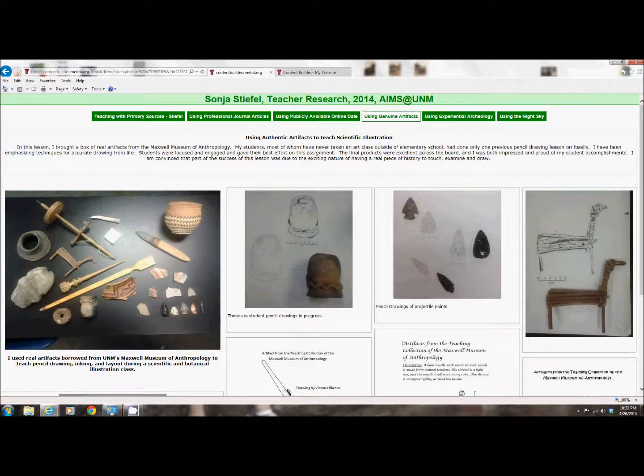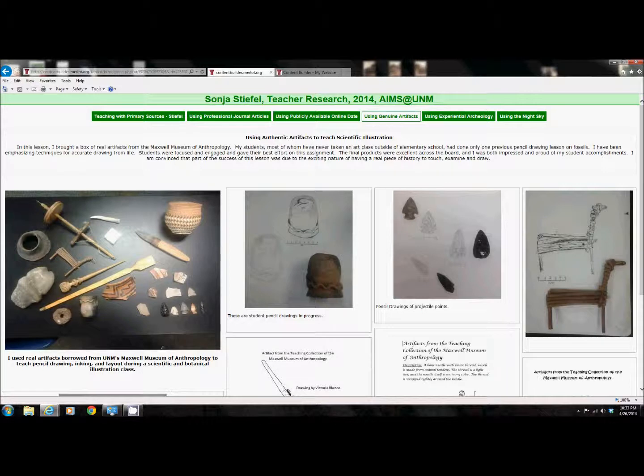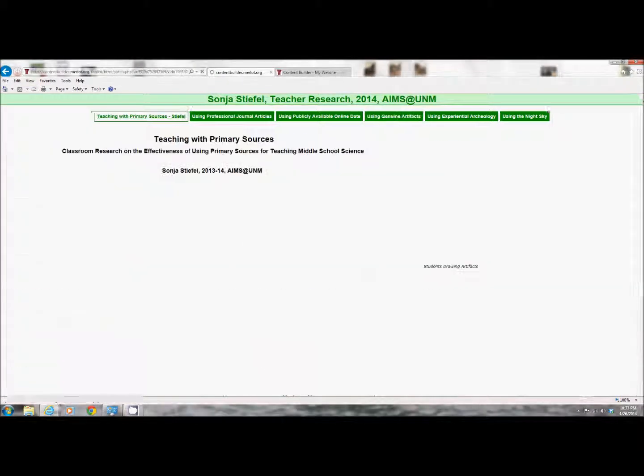Hi, my name is Sonia Stiefel, and I'm presenting here my Merlot webpage where I am showing the teacher research I did for my professional development at the Albuquerque Institute for Math and Science in Albuquerque, New Mexico. Let's take a look at this website.